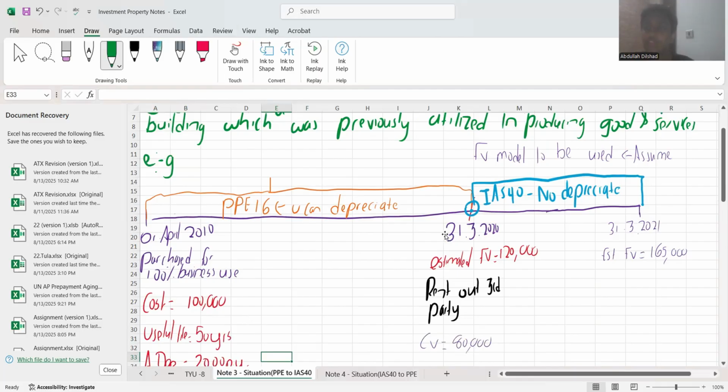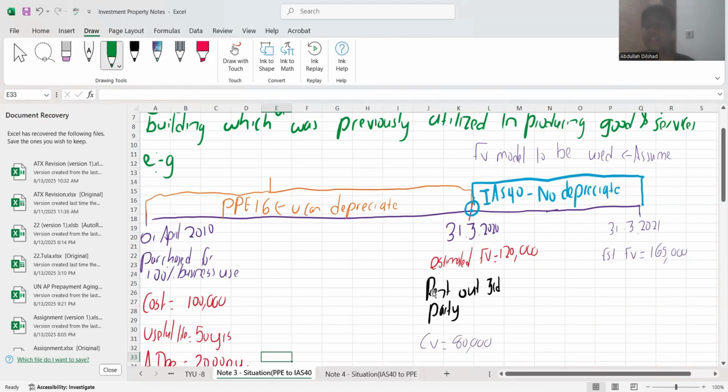But then eventually, on 31st March 2020, he had a change of thought. He had a change of intention, that he did not hereafter want to use the building for business use. Can you see here, this blue color point I have marked? From this date onwards, he is planning on renting it out to a third party.